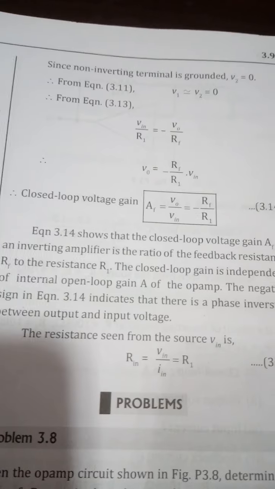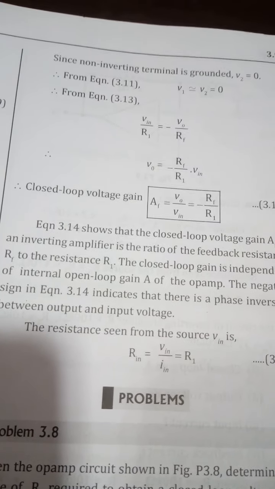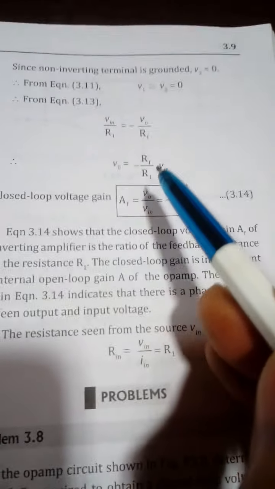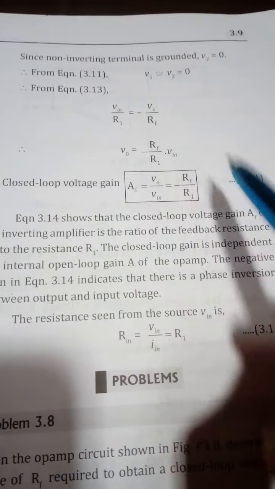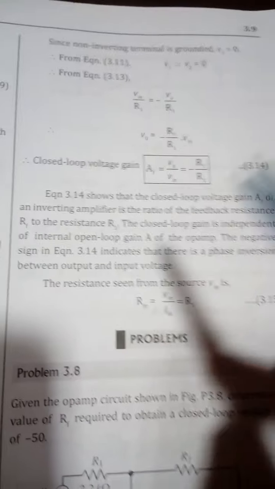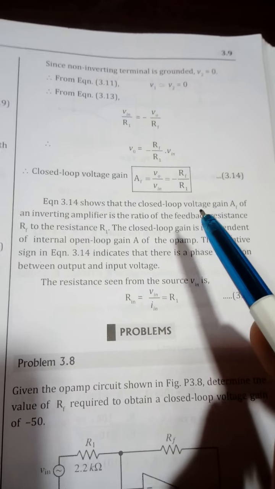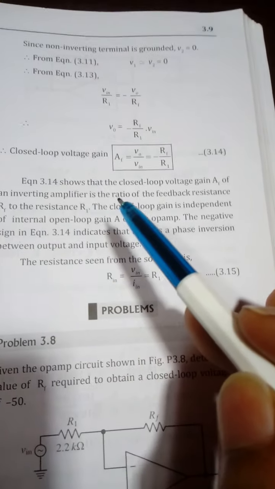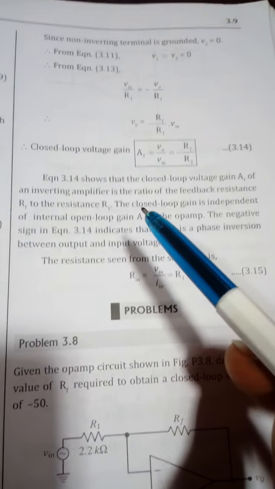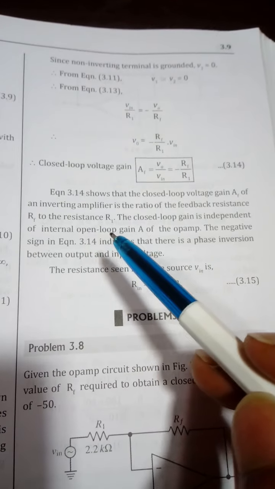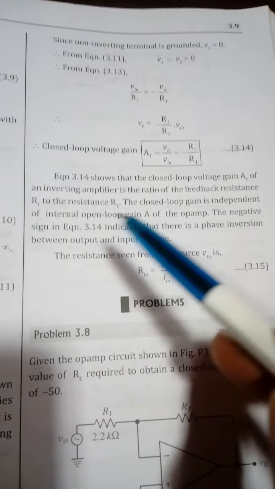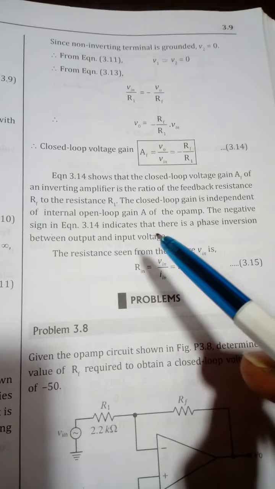Therefore the closed loop voltage gain AF is given as V0 by Vin. If you bring Vin over, you get the equation V0 by Vin is equal to minus Rf by R1. This equation shows that the closed loop voltage gain AF of an inverting amplifier is the ratio of feedback resistance Rf to the resistance R1. The closed loop gain is independent of the internal open loop gain A of the op amp. The negative sign in this equation indicates that there is a phase inversion between output and input voltage.